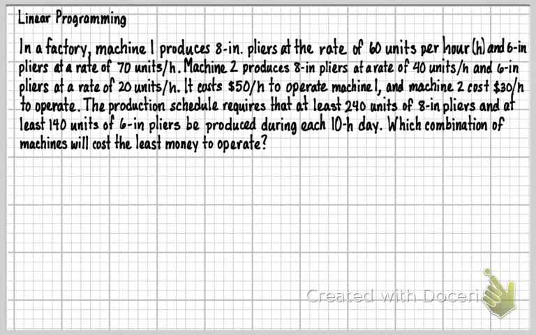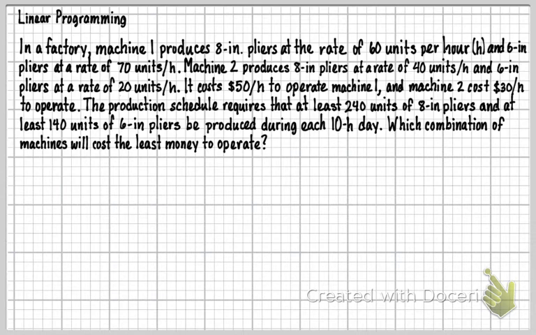In a factory, machine 1 produces 8-inch pliers at a rate of 60 units per hour, and 6-inch pliers at a rate of 70 units per hour. Machine 2 produces 8-inch pliers at a rate of 40 units per hour and 6-inch pliers at a rate of 20 units per hour.